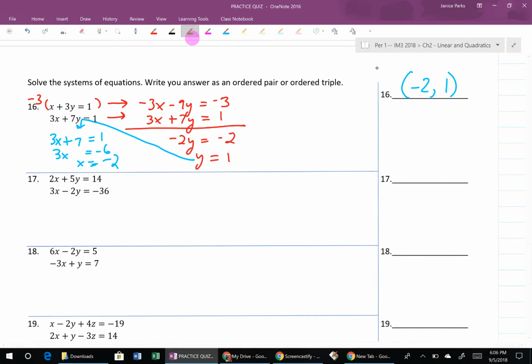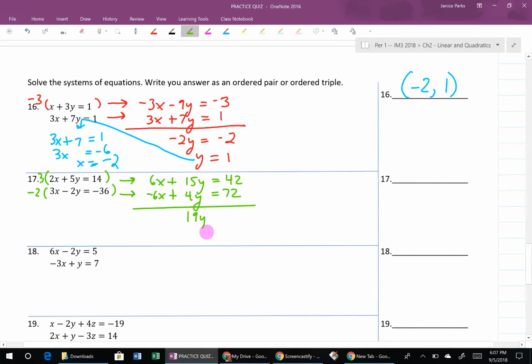For number 17, if I want to cancel, I'm going to cancel the x. So I'm going to multiply this one by 3 and the bottom one by -2 so that the x's will cancel out. That gives me 6x plus 15y equals 42. The bottom equation gives me -6x plus 4y equals 72. If I add these together, I get 19y equals 114. Y is equal to 6.